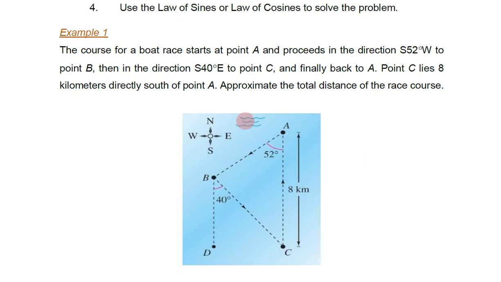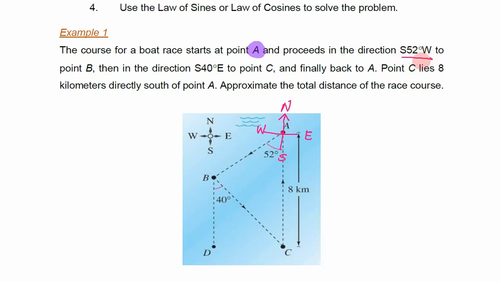Luckily, the figure has been given to you, but let's read the question carefully. The course for a boat race starts from A and proceeds in the direction south 52 degrees west. So for A, we have the directions north, west, east, and also south.